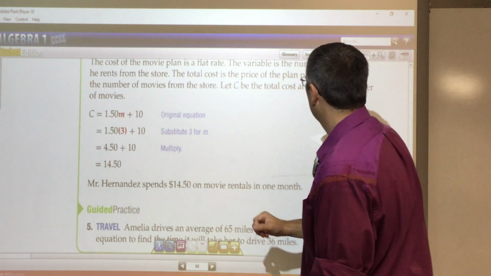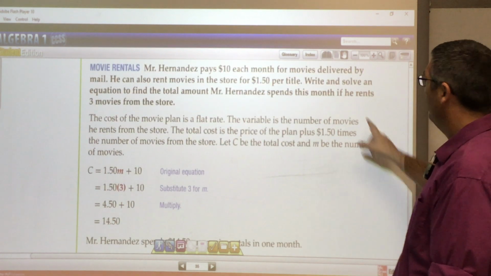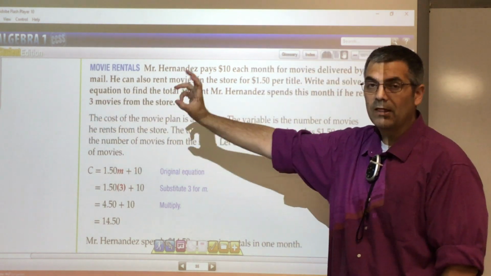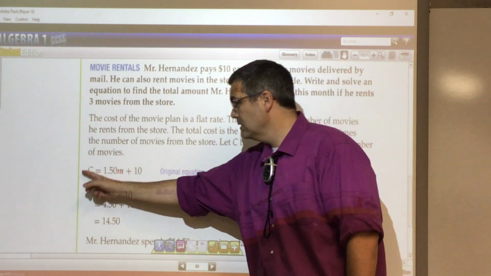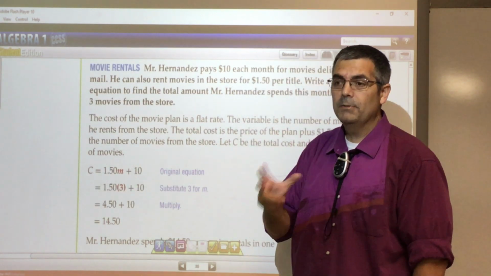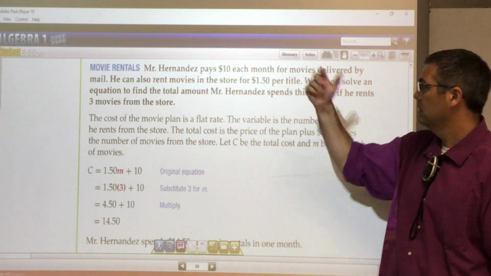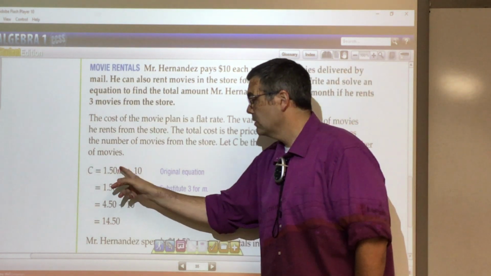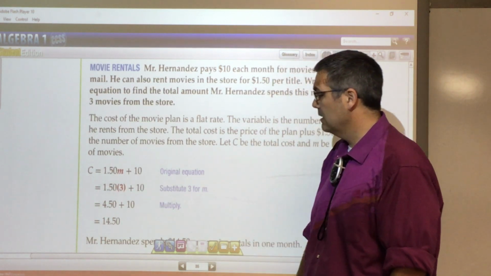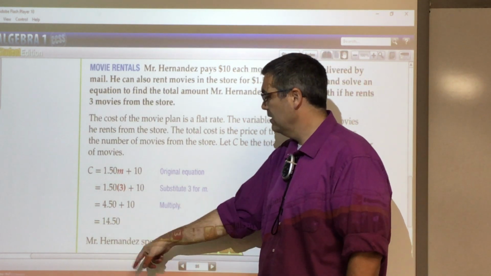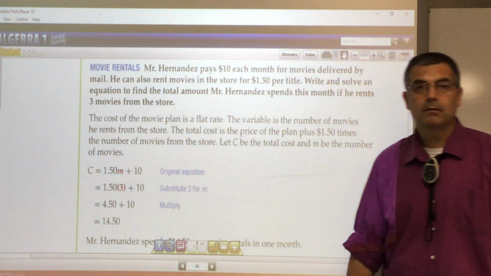So now they say, well, he rented 3 movies, right? That's what they told us. If he rents 3 movies from the store, so you take that 3 and you substitute it in for M. So we have an equation here for how much it would cost you each month depending on the number of movies that you rent, or that Mr. Hernandez rents. Right? So we say, he rented 3 this month, so 1.50 times 3 plus 10. Multiply those together, you get 4.50 plus 10. Add those together, 14.50 is what it would cost him that month.